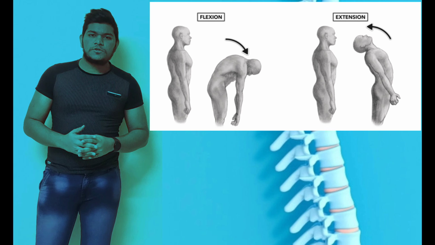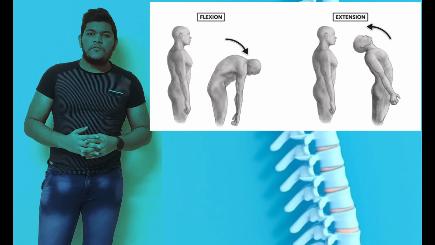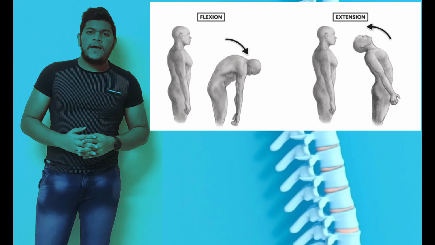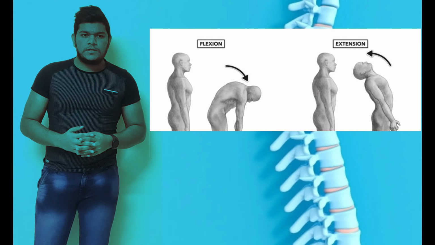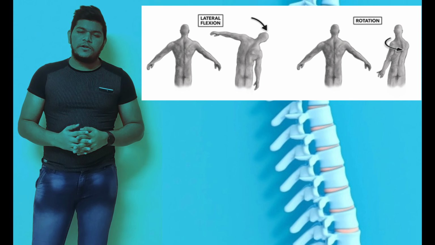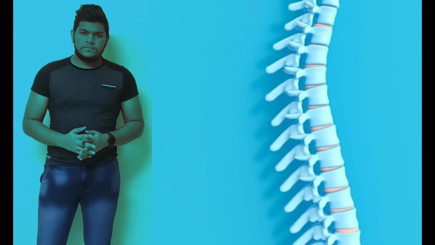Let's come to the movement of the vertebral column. Flexion means to bend. Extension means to stretch out. Hyperextension, lateral flexion and rotation.